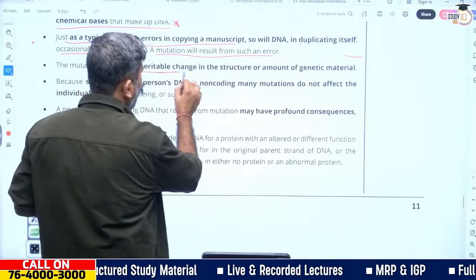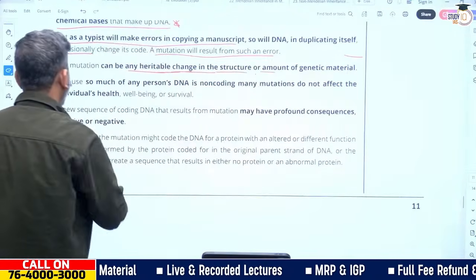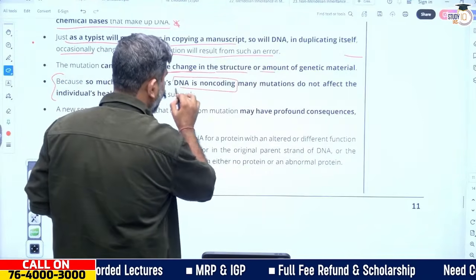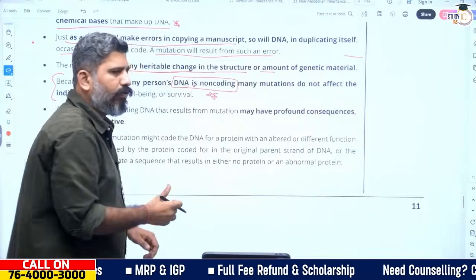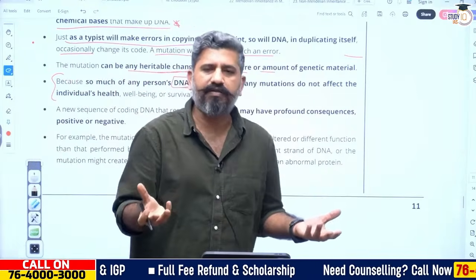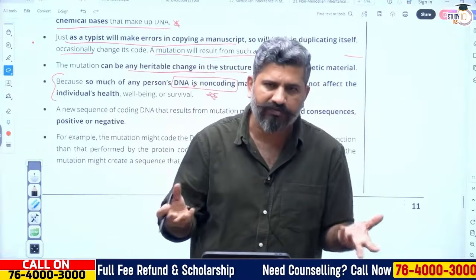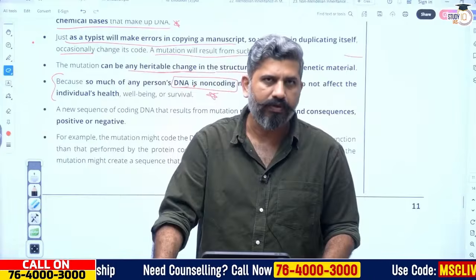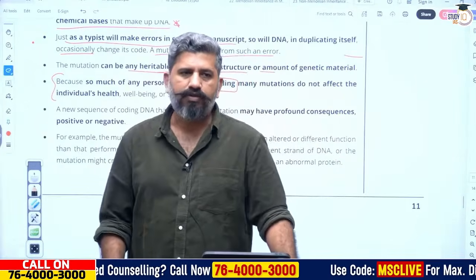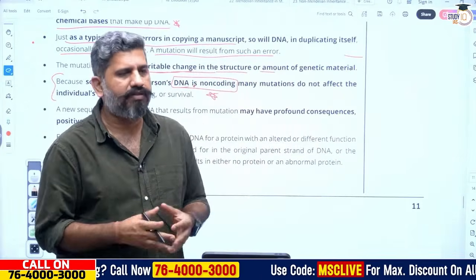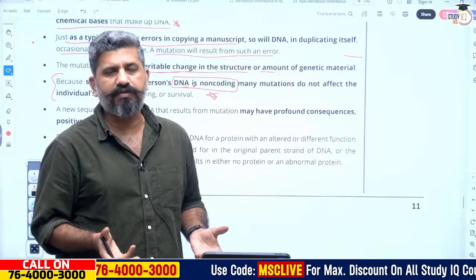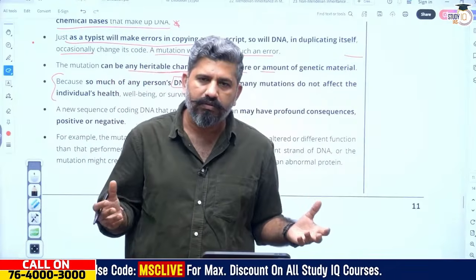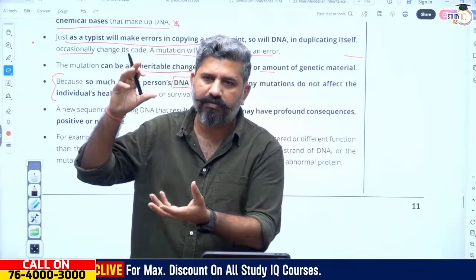It can be any heritable change in the structure or amount of genetic material, because so much of any person's DNA is non-coding. Non-coding means what? It does not manifest in the physical trait. It does not produce amino acids and proteins which manifest in the physical trait. It is of no importance. Are you getting my point? Right? So an error in the non-coding part of the DNA does not produce any consequences in physical trait terms. And why are we over-focused on physical traits? Because for natural selection, it is the physical trait which is important.